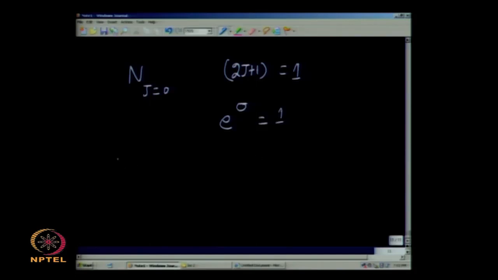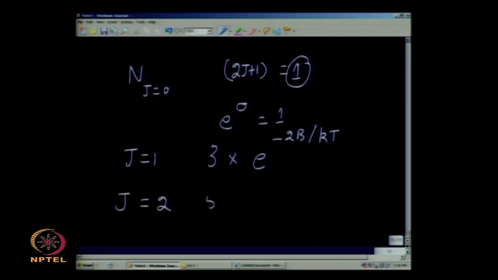It is immediately seen that when you write it for J equal to 0, the degeneracy factor 2J plus 1 is 1, and the energy associated with J equal to 0 is 0. Therefore, it is e to the 0, so it is 1. So n_J equal to 0 is simply 1 in a total of many such energy levels. If you look at J equal to 1, 2J plus 1 is 3, and the probability factor is e to the minus 2B by kT. And for J equal to 2, it is 5 times e to the minus 6B by kT.